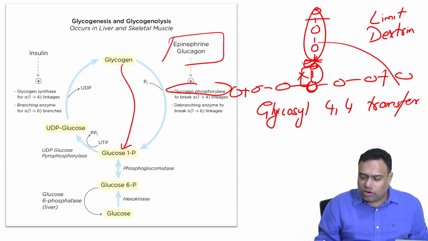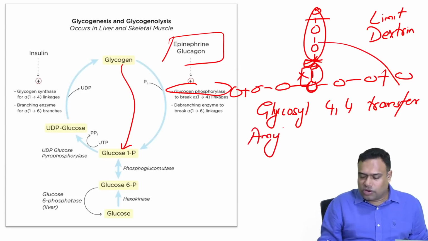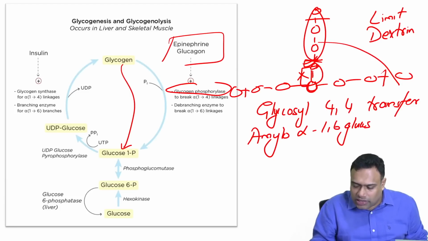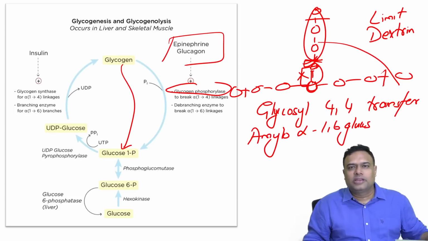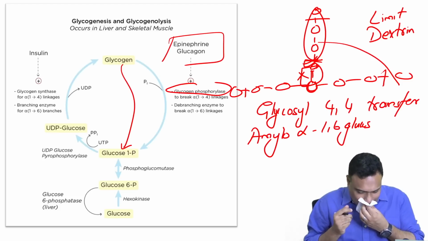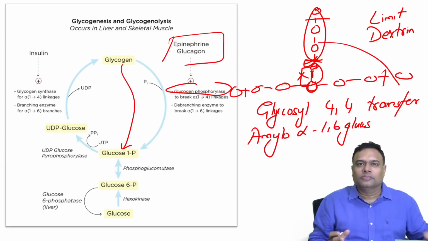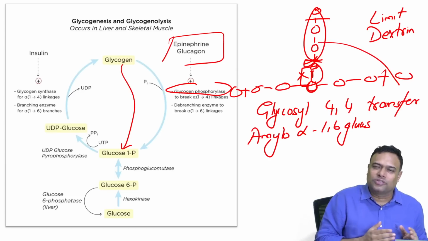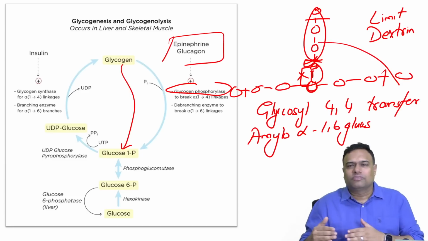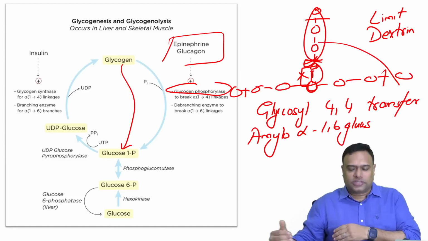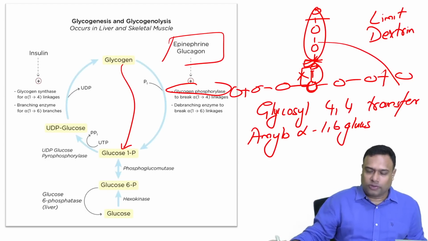Then you have a 1,6 bond, and ultimately this 1,6 bond is broken by an enzyme called amylo alpha 1,6 glucosidase. This enzyme comes and breaks this 1,6 bond and liberates this glucose molecule, which is free. In this process, your glycogen is broken down. Let me summarize. The most important enzyme for glycogenesis is glycogen synthase. On the other hand, the most important enzyme for glycogenolysis is glycogen phosphorylase. Let's move on.